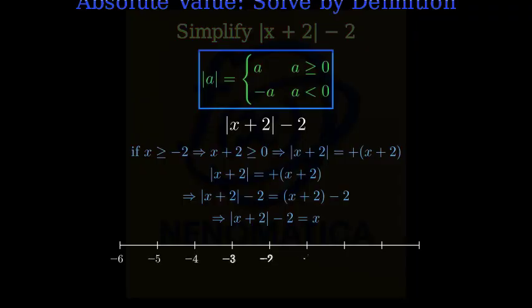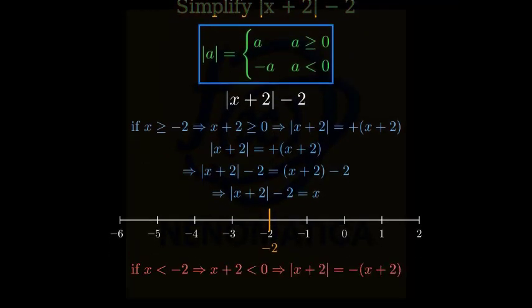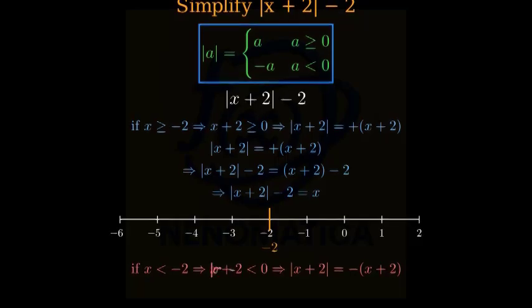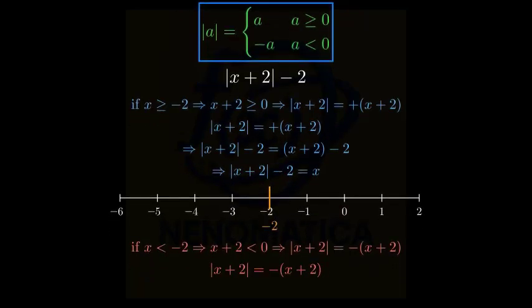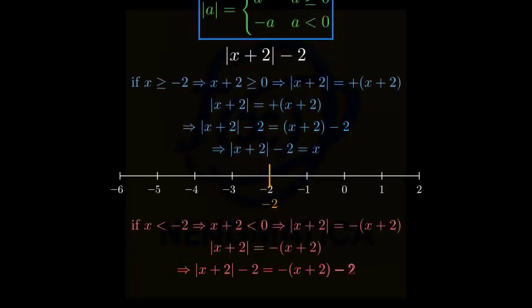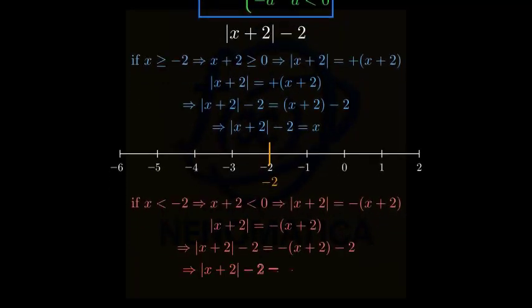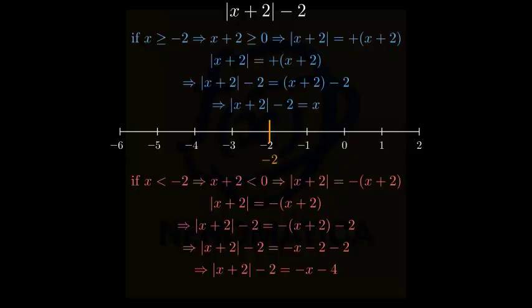A quick visual. The boundary between the two cases is at x equals negative 2. Case 2. If x is less than negative 2, then x + 2 is less than 0. So the absolute value of x + 2 equals negative (x + 2). Again, restate that equality on its own line. Now substitute it back into the expression. Distribute the negative sign to get minus x minus 2, then minus 2 again. Combine the constants. Minus 2 minus 2 gives minus 4.